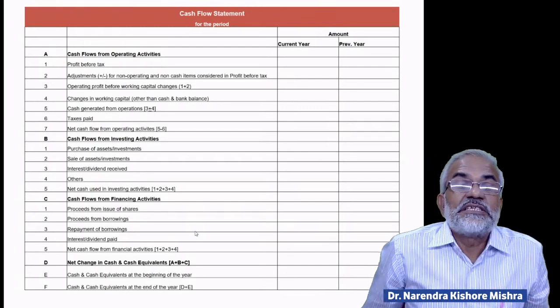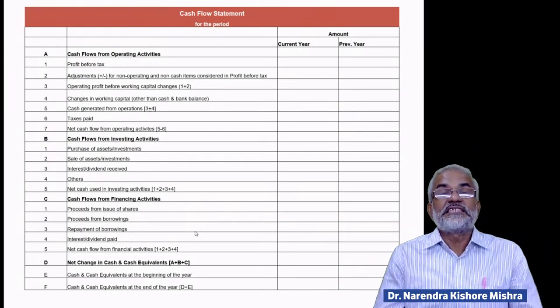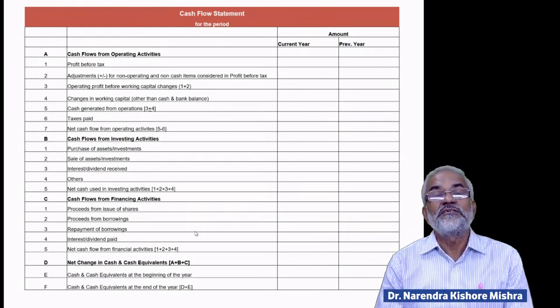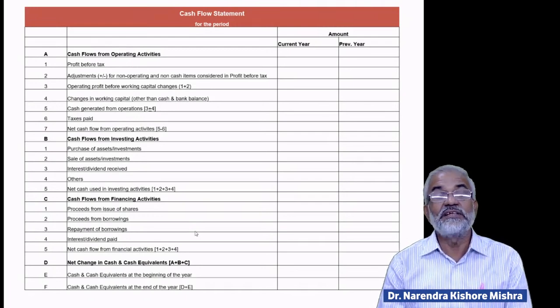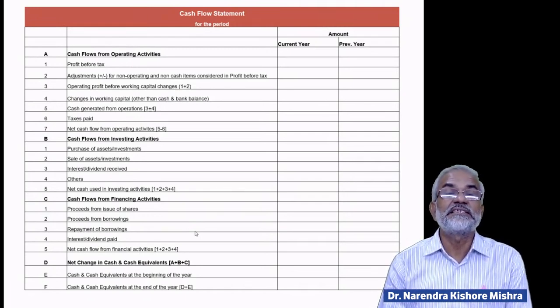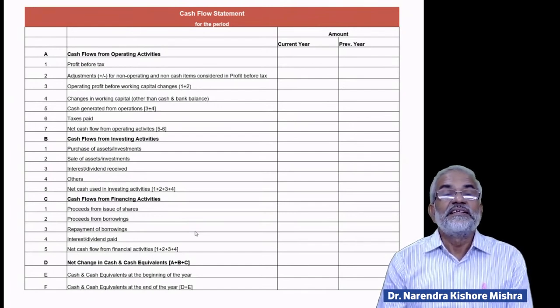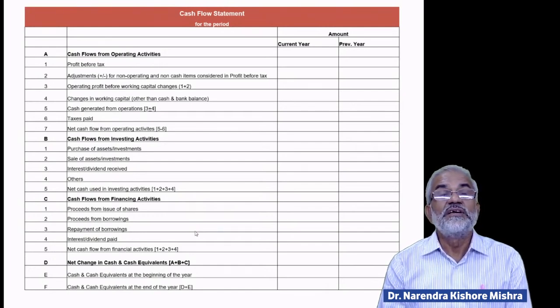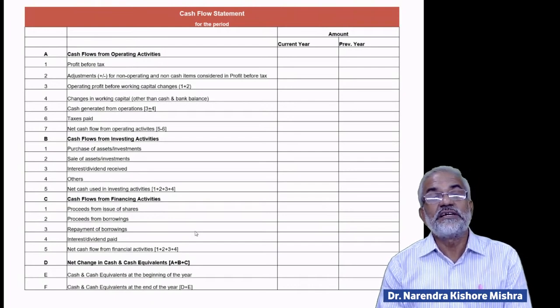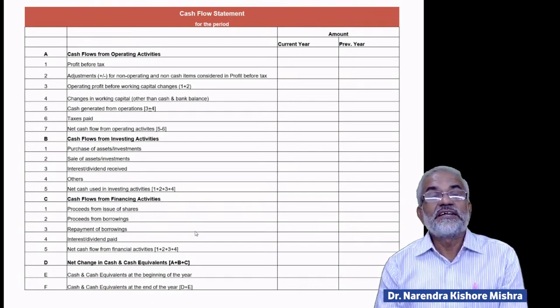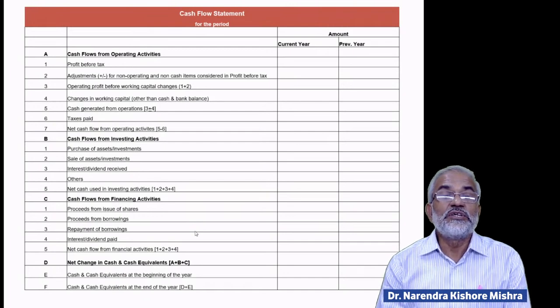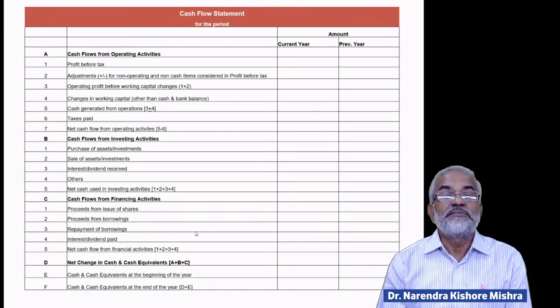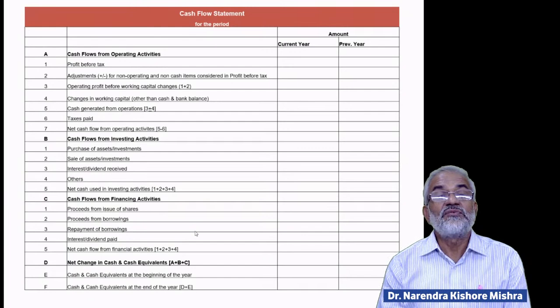Then the second item is cash flows from investing activities. That is purchase of assets or investments. Assets means the block capital, or assets like furniture, fixtures, land and building, plant and machinery, etc. The investment means the bonds and shares. Then sale of assets and investments. The purchase of assets and investment will result in outflow. Sale of assets and investment will result in inflow. Interest and dividends received will result in inflow. And others may be inflow or outflow of cash.